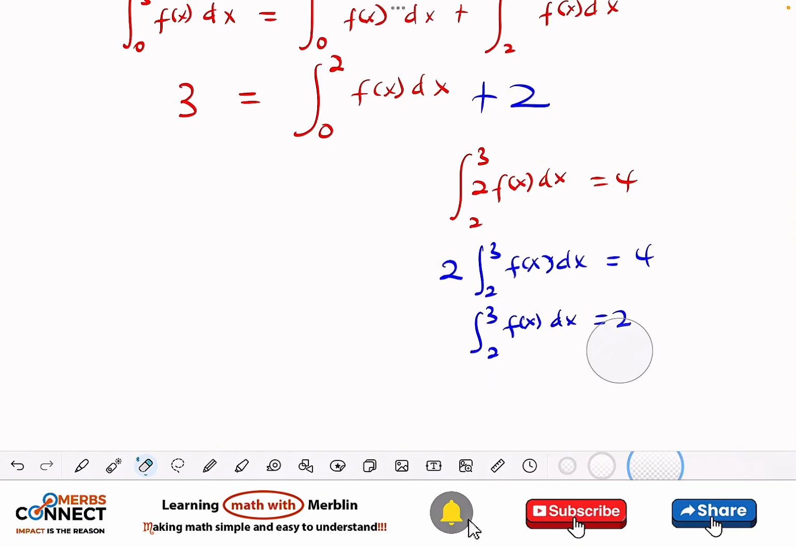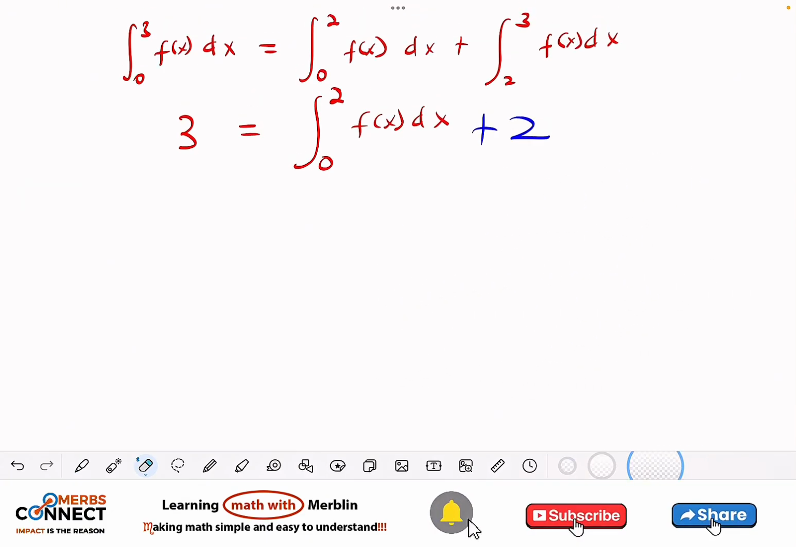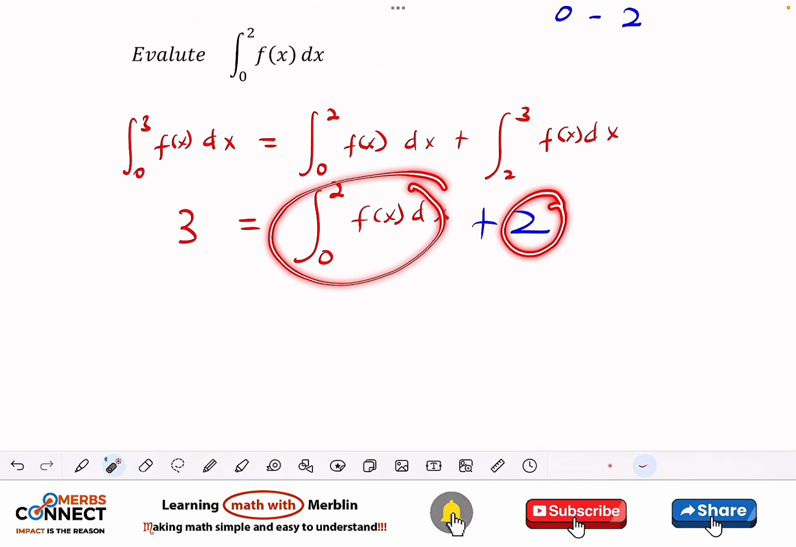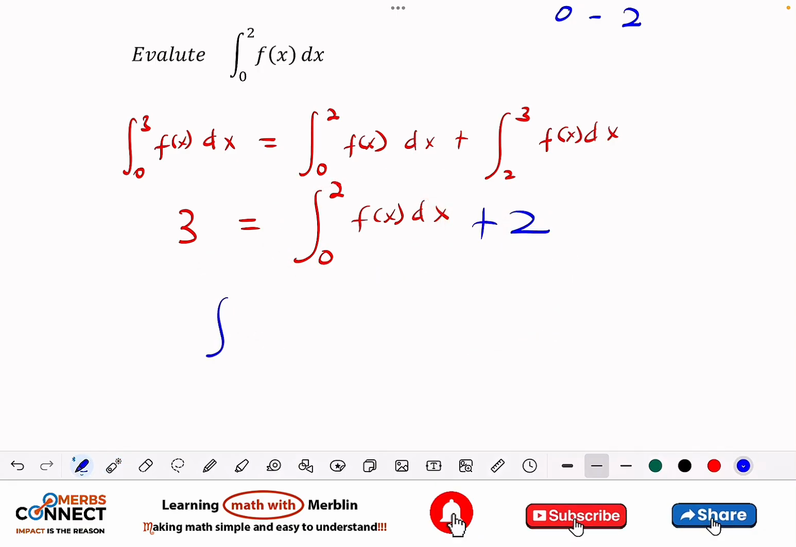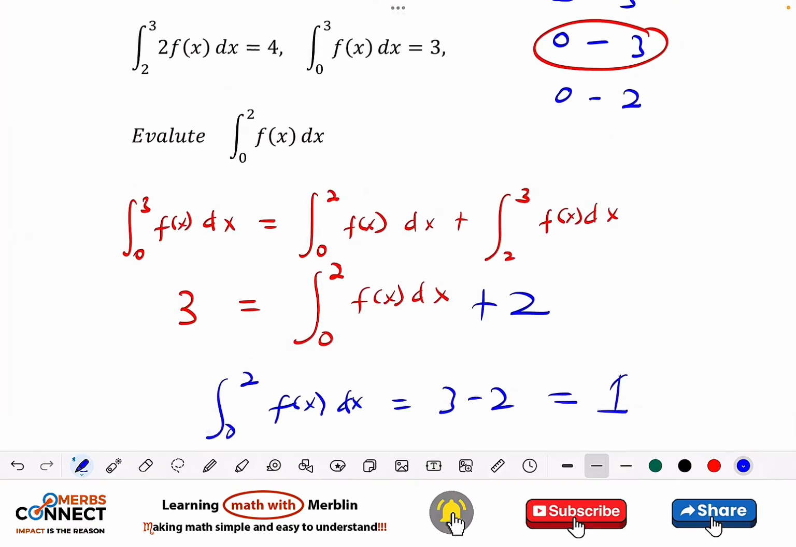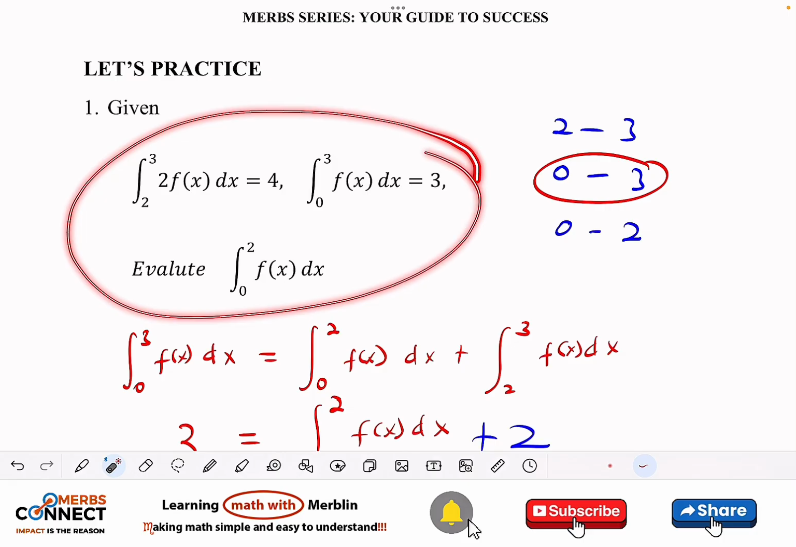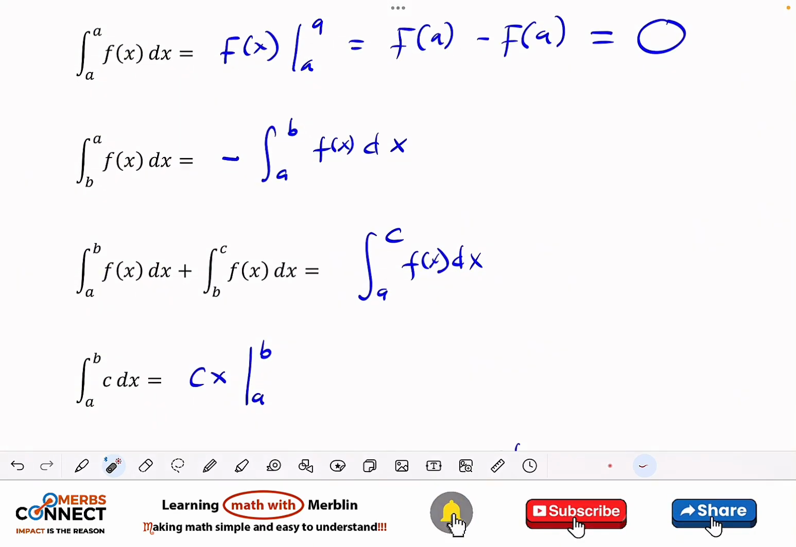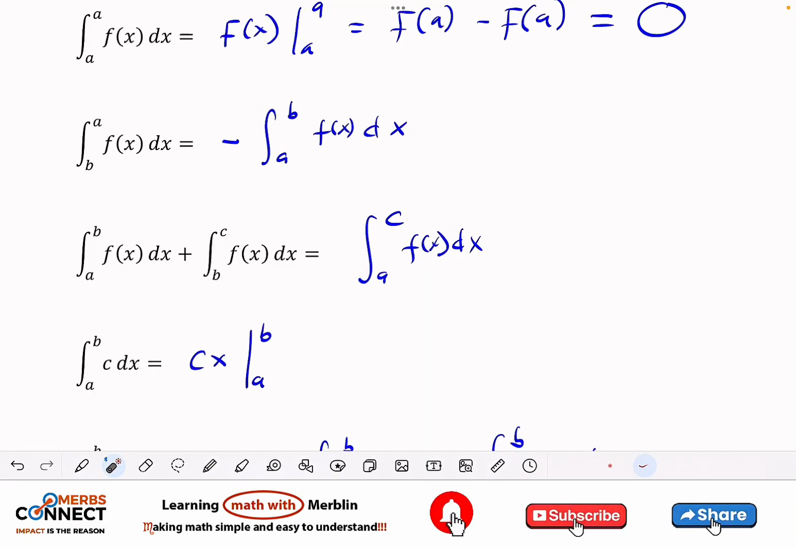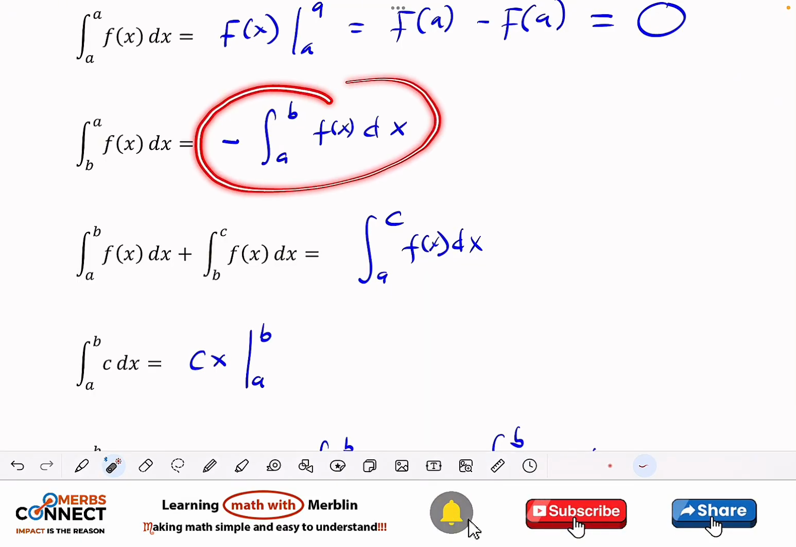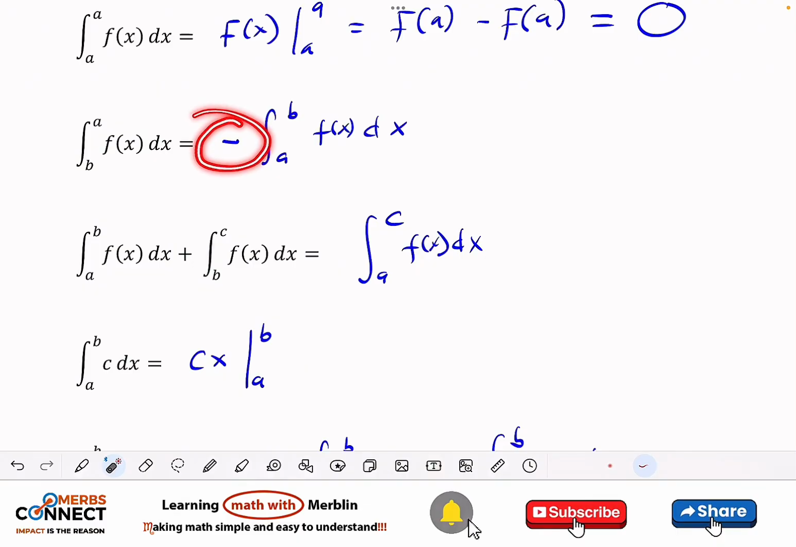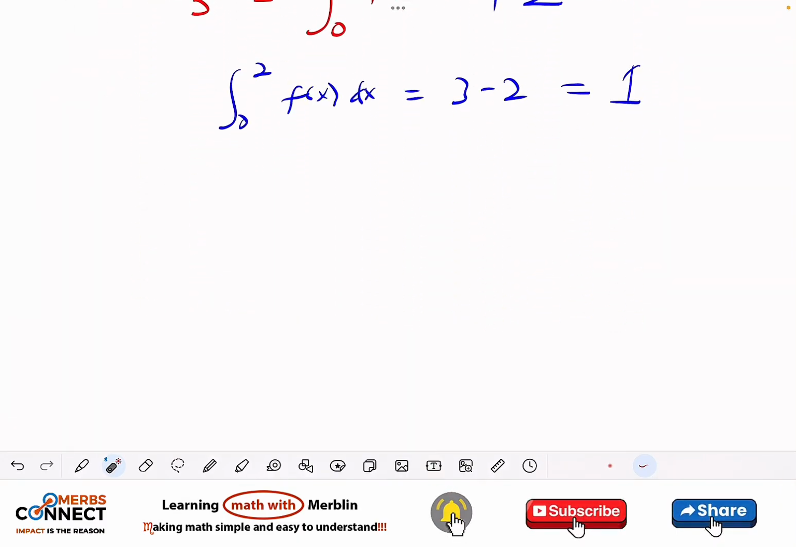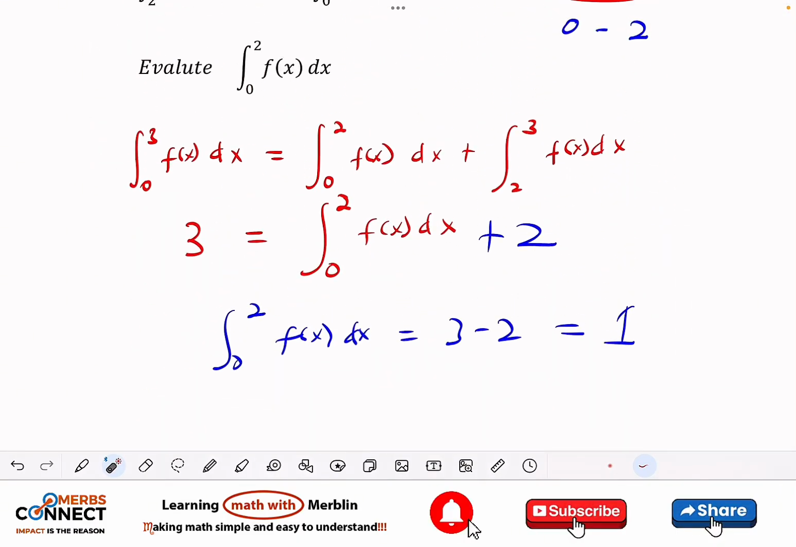So I can write this one as plus 2. Good. So now that I have this one, I can find this one by moving this one to the left. So I'm going to have the integral from 0 to 2 of f of x dx equal to 3 minus 2, which is equal to 1. So anytime you have a question of this form, remember to play it very well. For example, you saw that this is the property that we just used. For some of them, you need to swap the interval by putting the minus there and so on. All right. So that's the first example that I wanted us to go through.